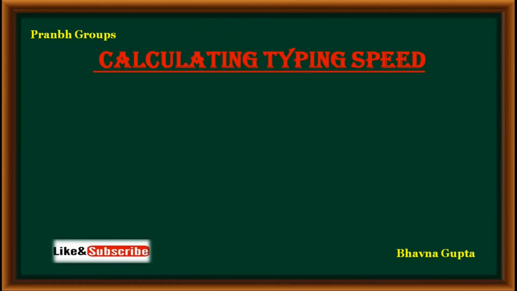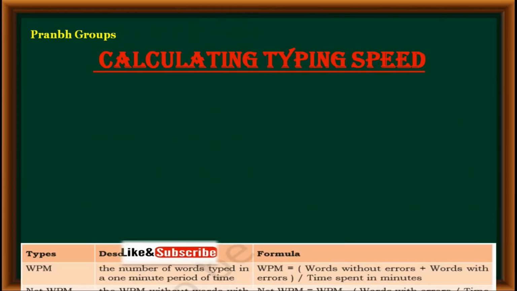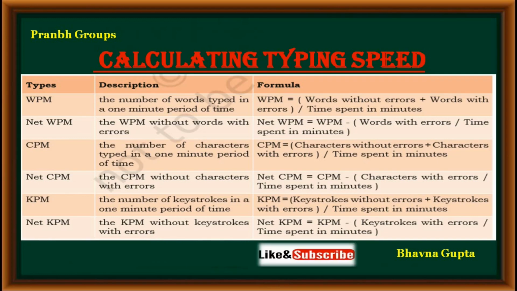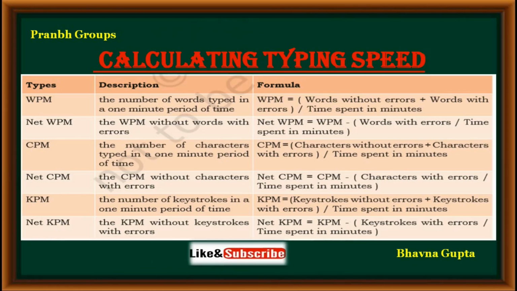The next topic is how to calculate the speed. The typing speed can be measured with different accuracy, such as how many words are typed in a certain time period, how many characters are typed in a certain time period, and also how many keystrokes are made in a certain time period. Also there is a simple speed, meaning gross speed, and also a net speed.